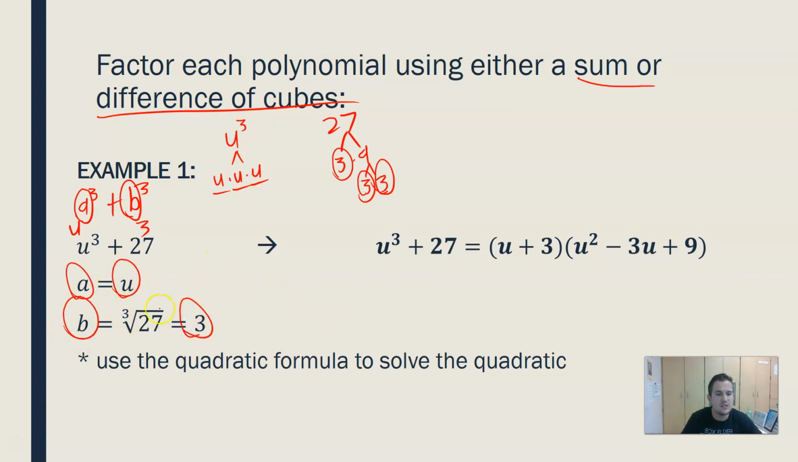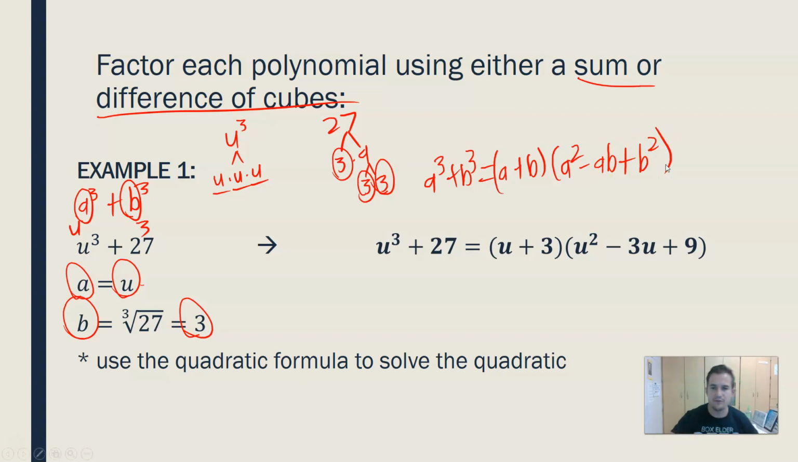So if a is equal to u and b is equal to 3, I'm going to plug those values, u and 3, into my sum of cubes formula. a cubed plus b cubed is equal to a plus b times a squared minus ab plus b squared.